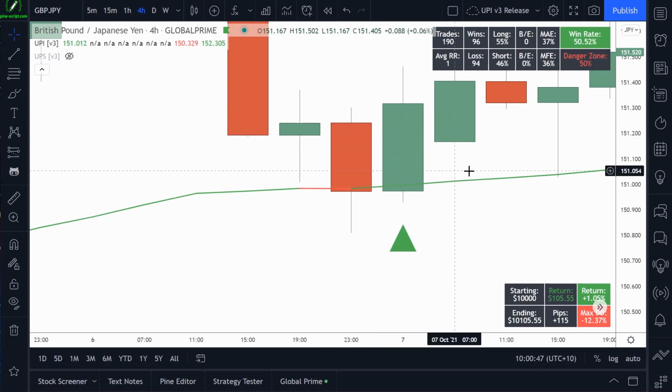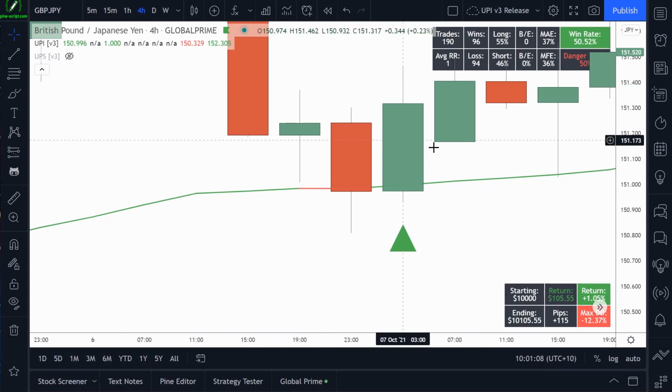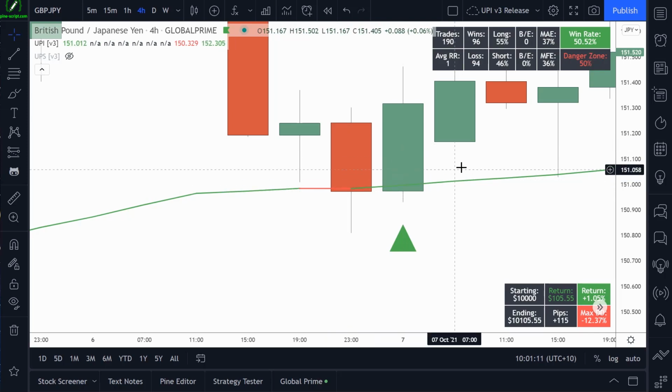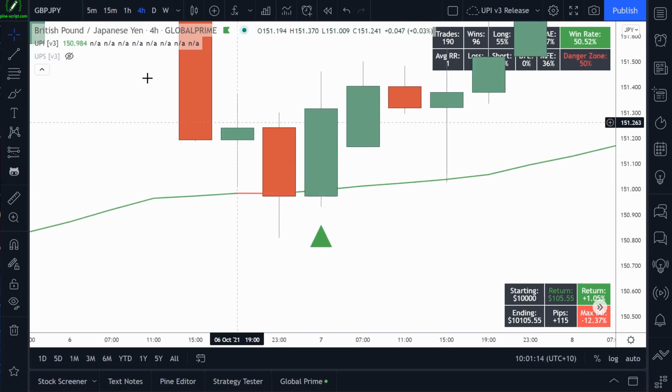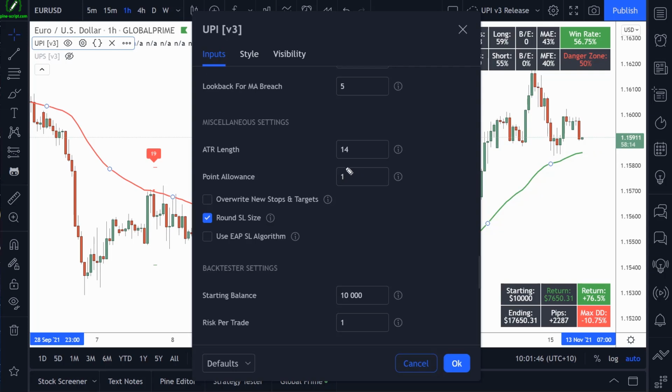So the purpose of this point allowance setting is to correct for micro gaps on certain data feeds. So if you're trading through Oanda, for example, that brokerage service very rarely has gaps in its price action just from the way its data feed works. Here on Global Prime, we do have micro gaps that occur on some markets. And so that's what that setting is for. And this setting is disabled by default if that's not something you want the script to do.